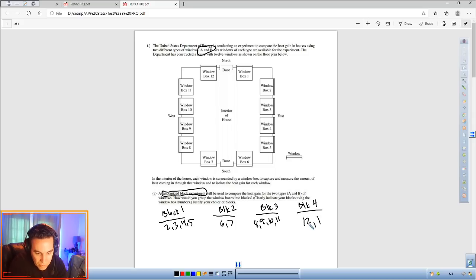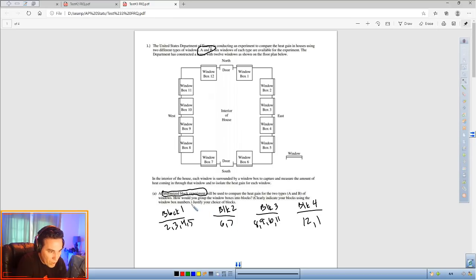The blocking design is what stops the confounding, yes. So this will help control the sunlight. The sunlight was the confounding variable on this one, if you really thought about it. So direction would be important because which direction you're at, you probably get more sun. The east gets more sun probably in the west than the south and the north do, depending on time of year, I guess. So there's my blocks.